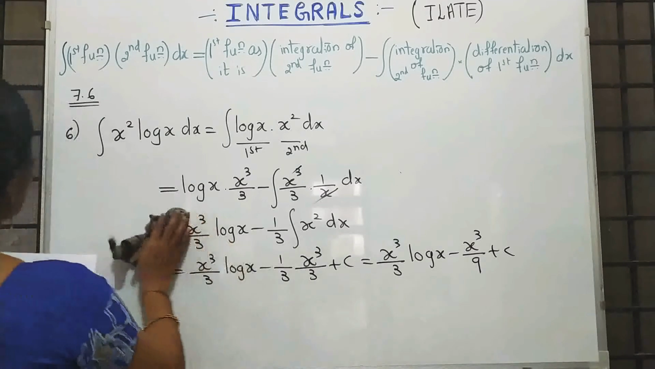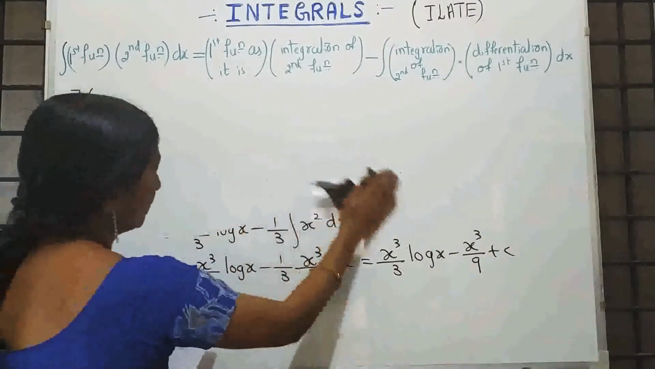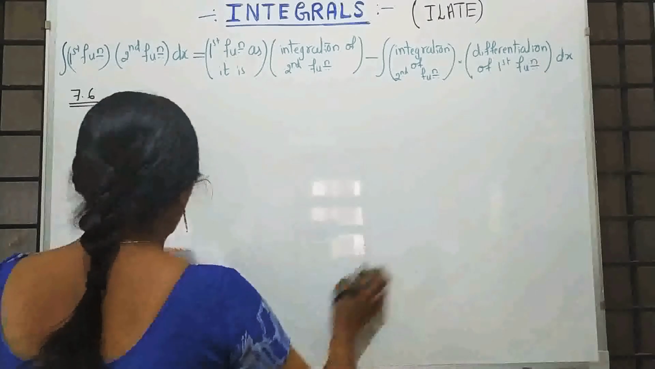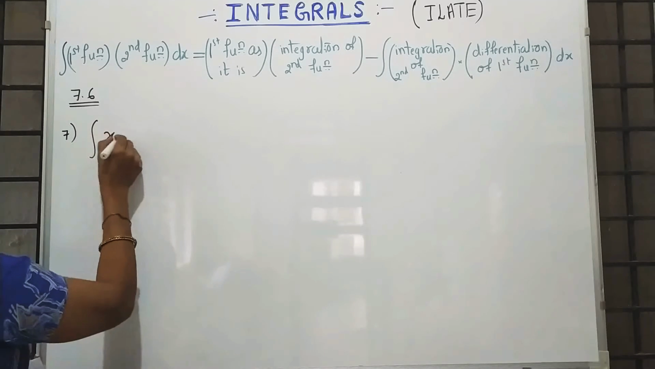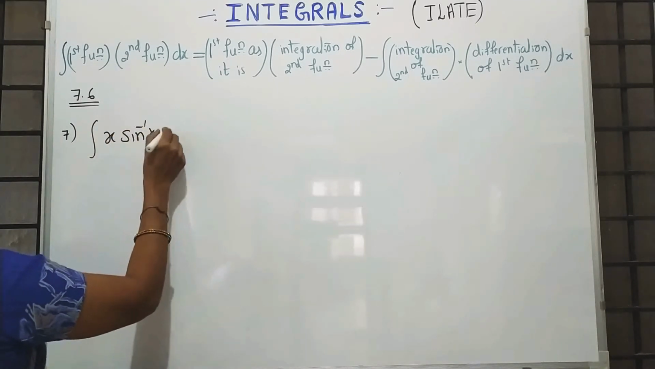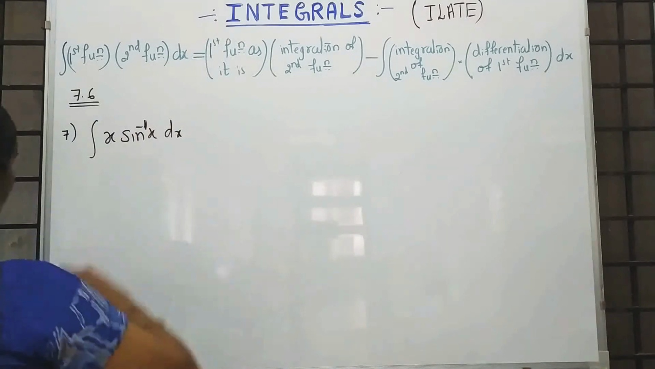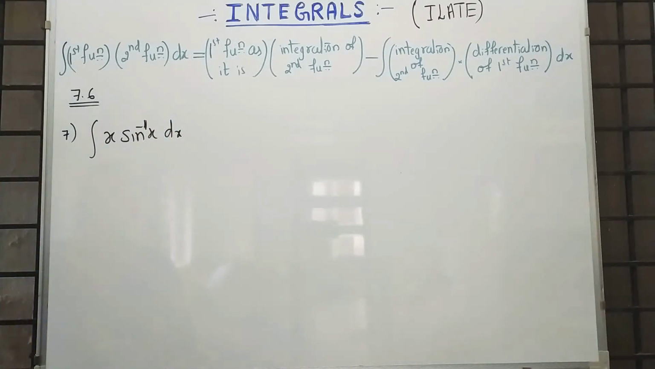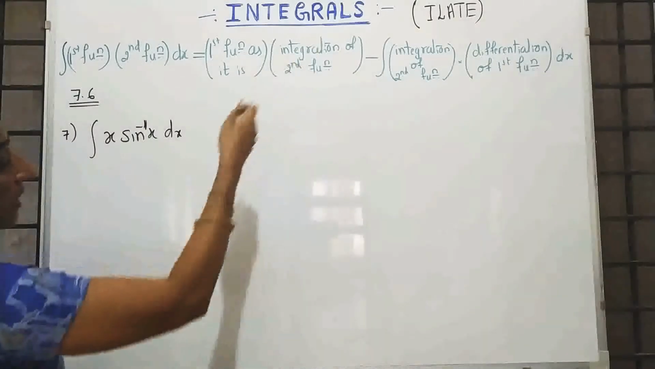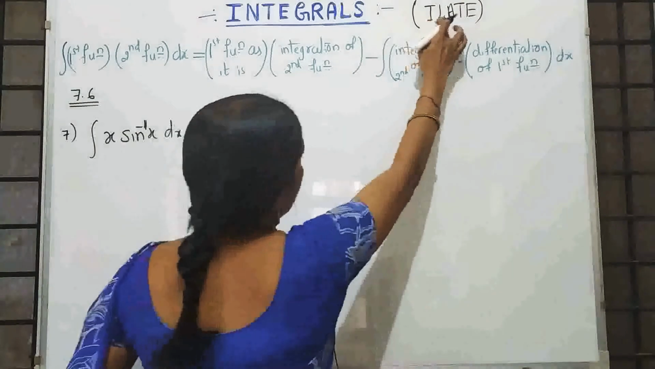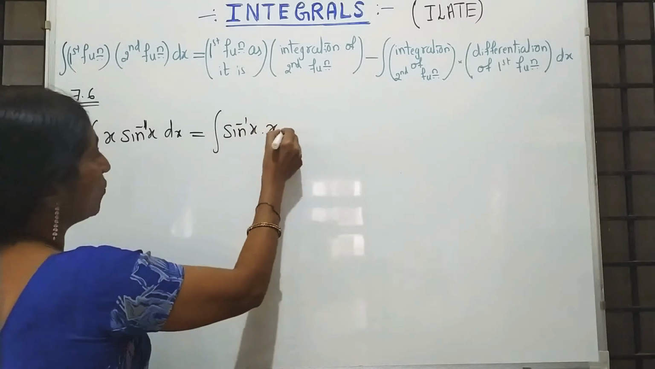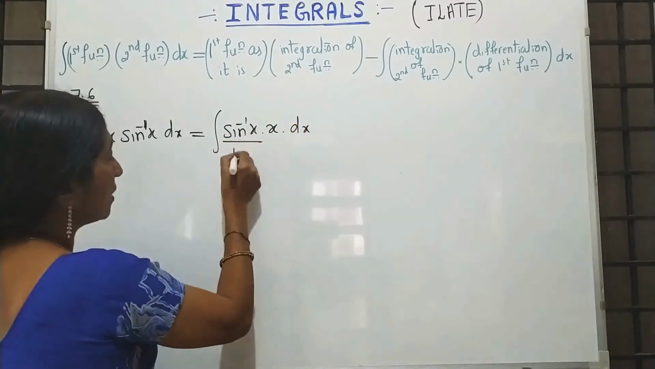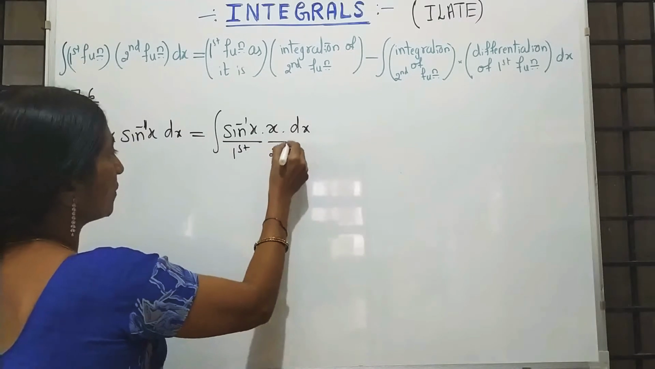Yes. Moving to the next question, that is the seventh one. x into sine inverse x. See that rule, ILATE. Sine inverse is the inverse trigonometric, so I comes first. Then x is the algebraic. First I, then A. Sine inverse x into x into dx. Take this as the first function and this is the second function.